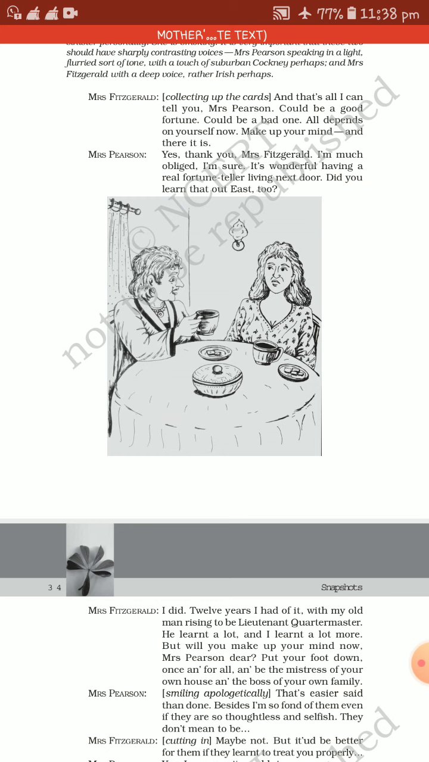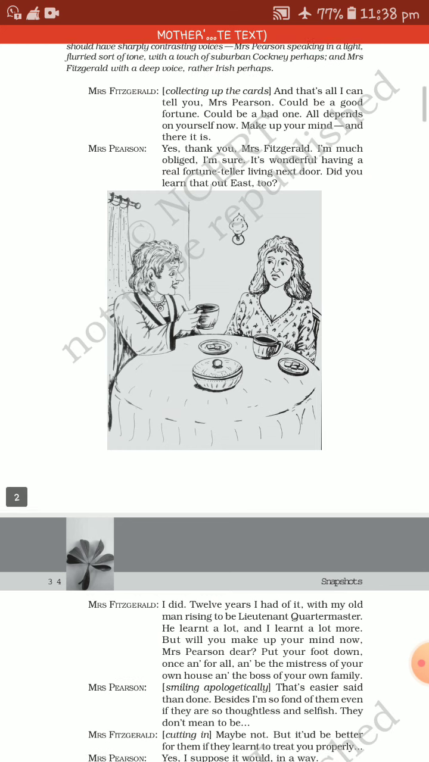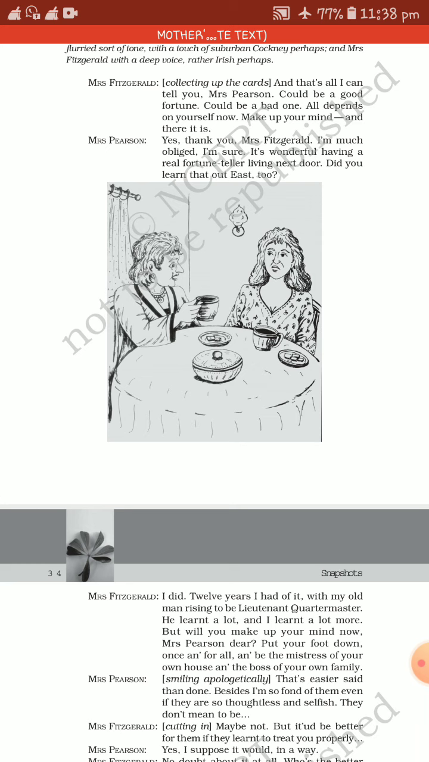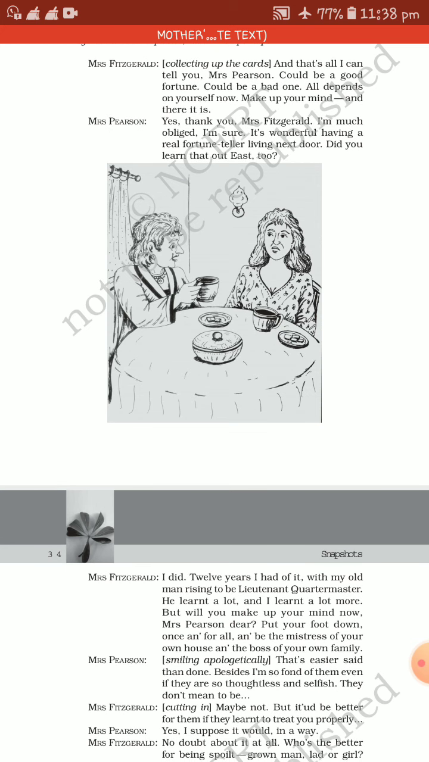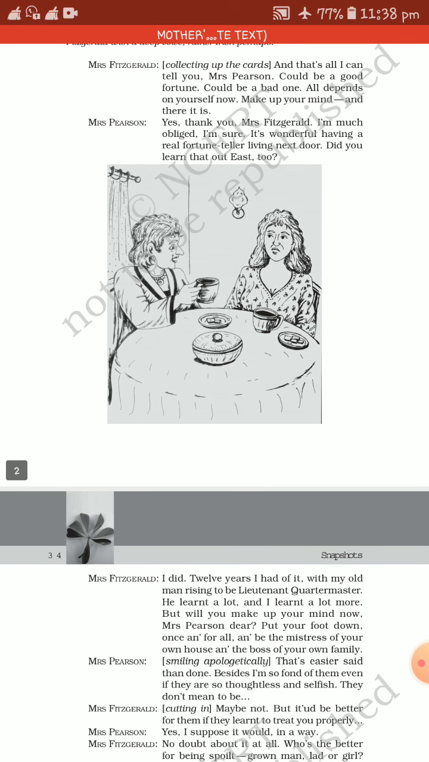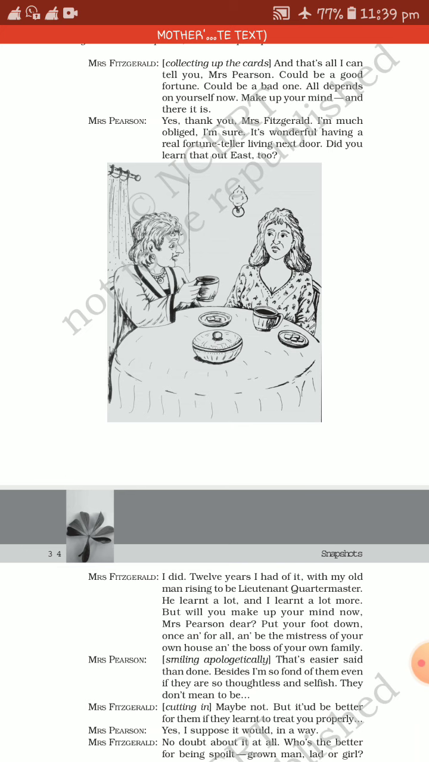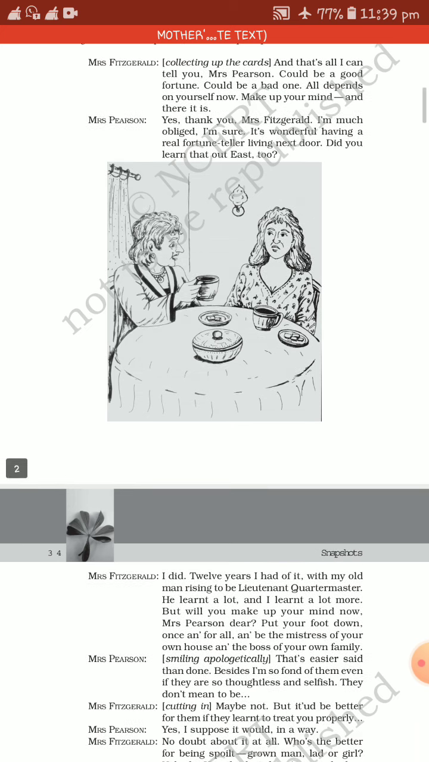That means her final conclusion is that it all depends on Mrs. Pearson, how she treats her family members. It can go either way. It can be good for her, it can be bad for her. It depends on how she presents herself, and not only that, how she presents herself in front of her family members. Because Mrs. Fitzgerald knows that Mrs. Pearson was taken for granted by her family members. This bitter truth, Mrs. Fitzgerald knew it. She was well acquainted with this.